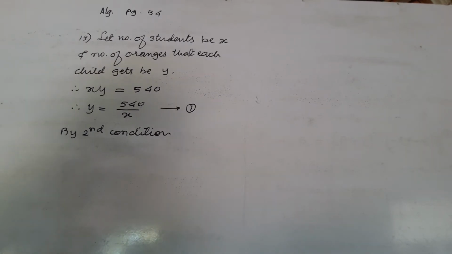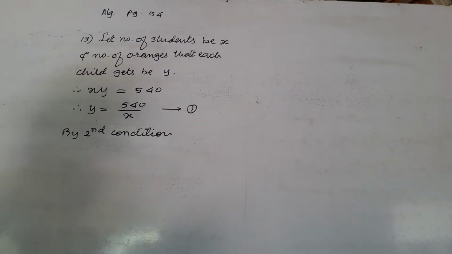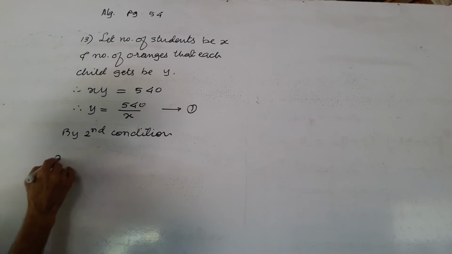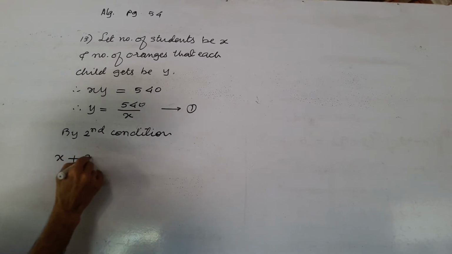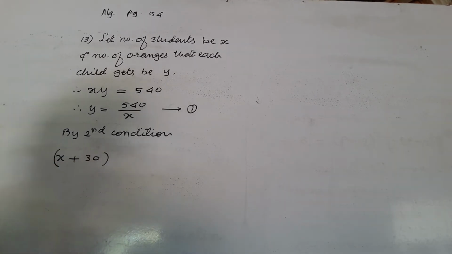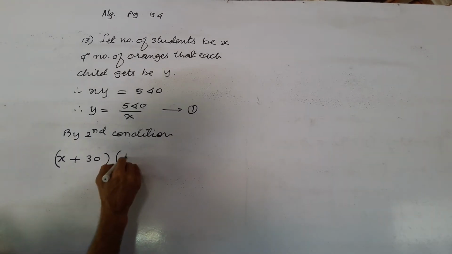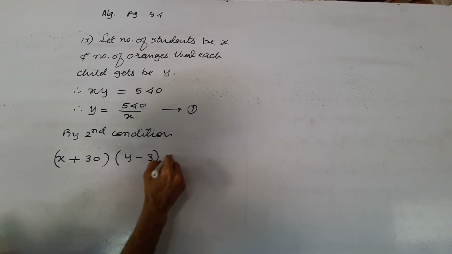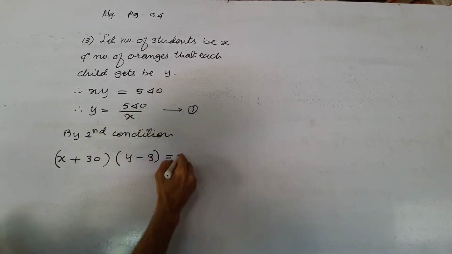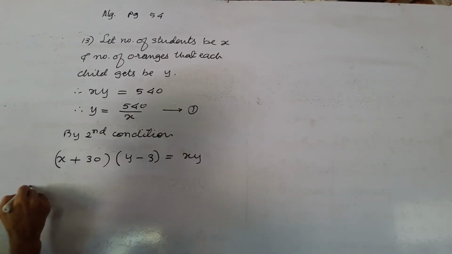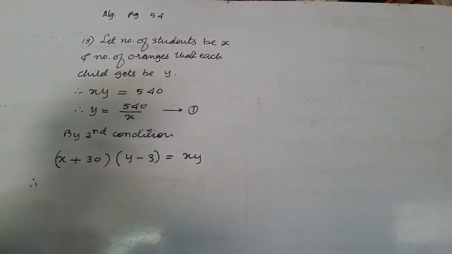By the second condition, if 30 students were more, so we already have x students, but 30 students come more, so x plus 30 students are there. Then each child will get 3 oranges less, so y minus 3. But the number of oranges will remain the same, and that is xy, or 540. This is the total number of oranges.